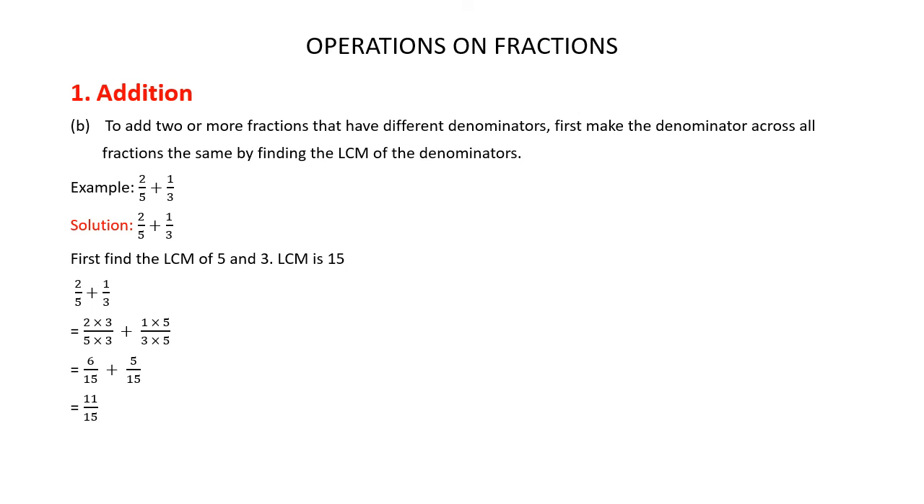So now you have to add 6 by 15 and 5 by 15. When you notice these two fractions, you'll see that the denominators are the same. So now to get the numerator of the answer, you just have to add the values of the numerators. So 6 plus 5 is 11. That is the numerator. Denominator is the same, 15. So finally you got the answer as 11 by 15. So when you add 2 by 5 and 1 by 3, you'll get the answer 11 by 15.